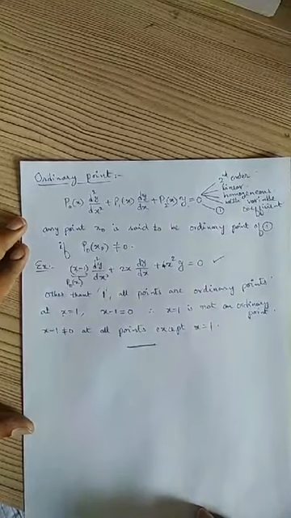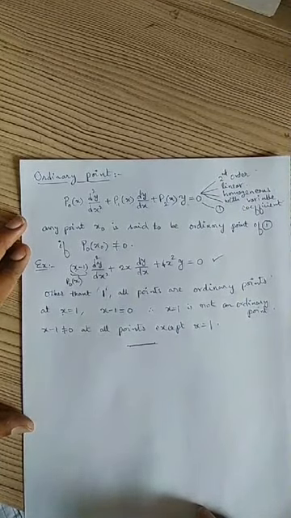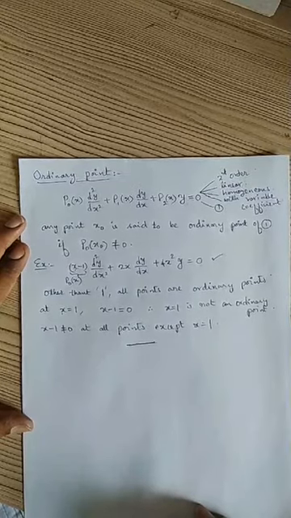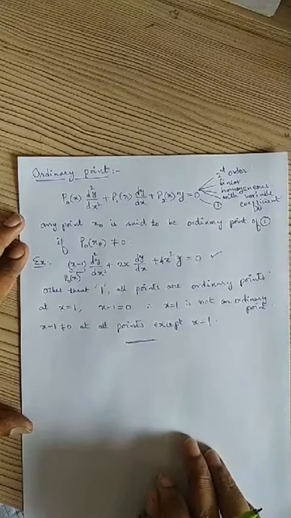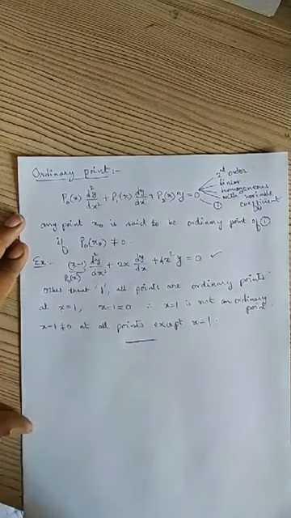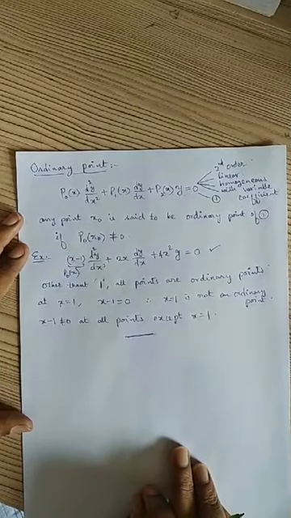So ordinary point means any point at which p naught of x should be not equal to 0. Such points are called ordinary points.